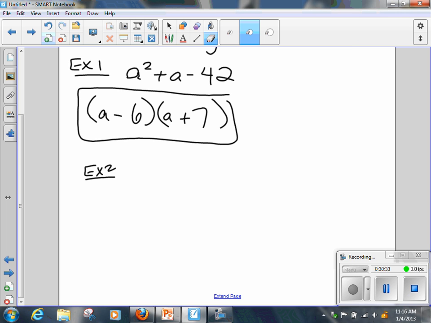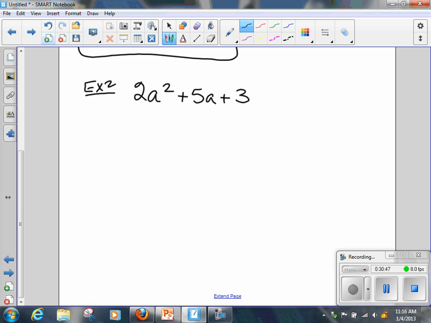What's going to happen when we have a leading coefficient other than 1? 2a squared plus 5a plus 3. Remember yesterday, I told you that I tend to do this. Some of you are going to go trial and error, and that's fine. I'm going to do slide and divide.